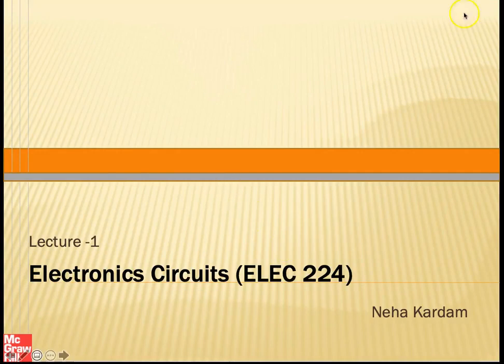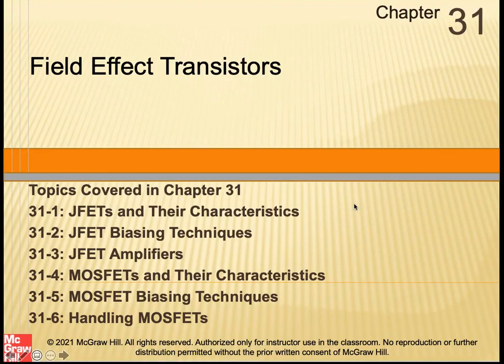In this lecture, we are going to learn field effect transistors. And these are the topics we are going to cover in this chapter. We will learn about JFETs and their characteristics. We will learn about JFET biasing techniques, JFET amplifiers, MOSFETs and their characteristics, MOSFET biasing techniques, and handling MOSFETs. So in this particular lecture, we will be focusing on JFETs and their characteristics. So let's get started.